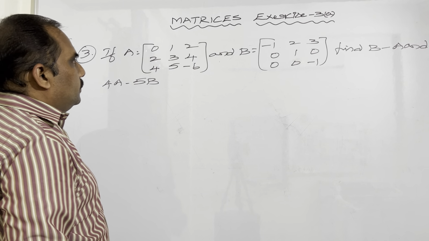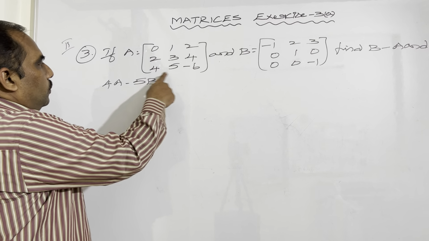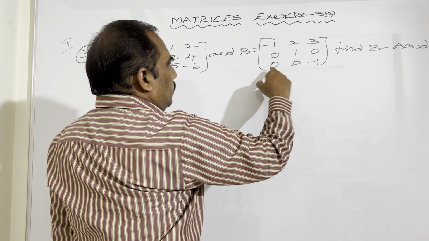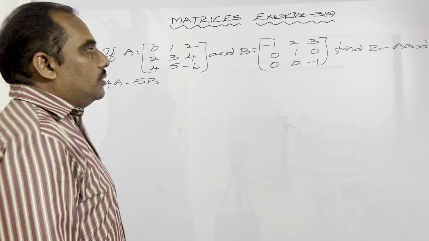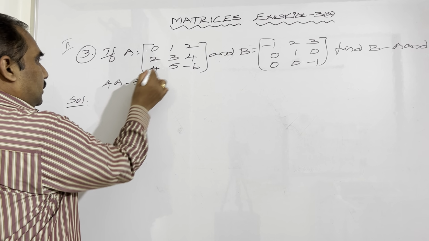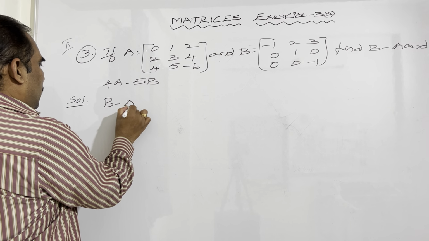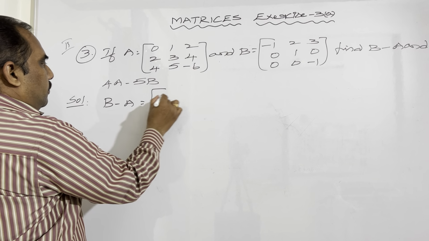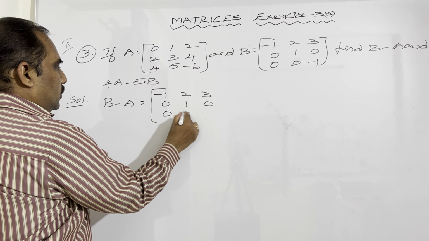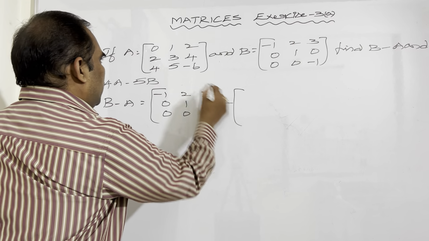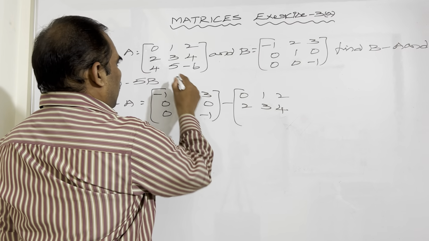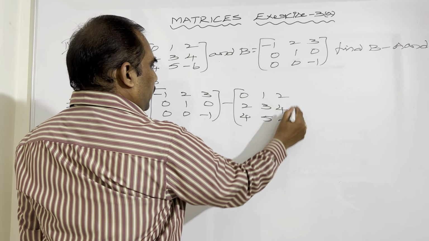Given that matrix A is equal to 0, 1, 2, 2, 3, 4, 4, 5, minus 6 and B is equal to minus 1, 2, 0, 0, 1, 0, 0, 0, minus 1. Find B minus A and 4A minus 5B. Here, B minus A: the matrix B is minus 1, 2, 3 and 0, 1, 0, 0, 0, minus 1, and minus the matrix A is 0, 1, 2 and 2, 3, 4 and 4, 5, minus 6.